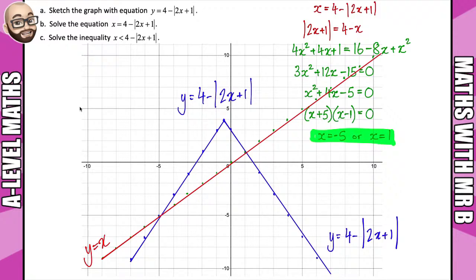It then says solve the inequality where x needs to be less than 4 minus the modulus of 2x plus 1. So we want the blue line to be above the red line, which is that part there. And because we know the key points, we can now write down our final answer for this. And I'll do it up in the top left corner. So we need x to be between minus 5, not equal to, but between minus 5 and 1.